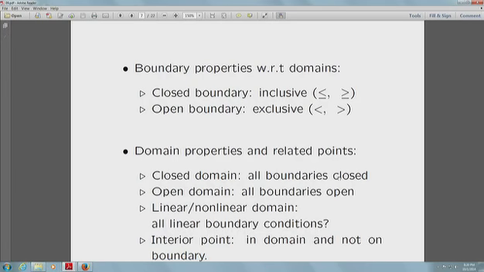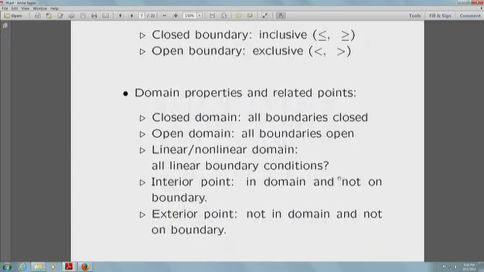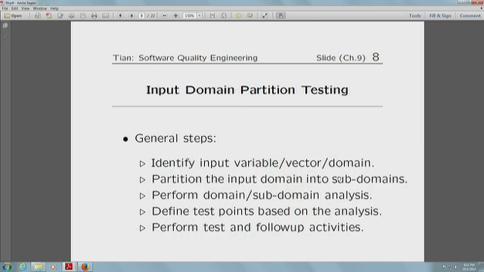Then we can look at the domain properties. A closed domain is one where every boundary is closed. An open domain is one where every boundary is open. And then you may have some domains where one side is open and another side is closed, and on several sides some are open and some other sides are closed. So we have this mixed domain. And we have linear and nonlinear ones. Those are the terminologies that are kind of easy to understand, and if you need to review them, you can read the book.